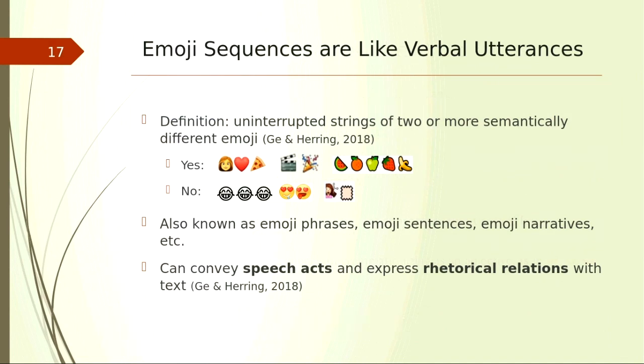I'm particularly interested in emoji sequences and their behavior like verbal utterances. And for the purposes of the research that I've been doing on emoji sequences, we defined them as uninterrupted strings of two or more semantically different emoji. So we would include the sequences in the first row, but we would exclude the sequences in the second row.